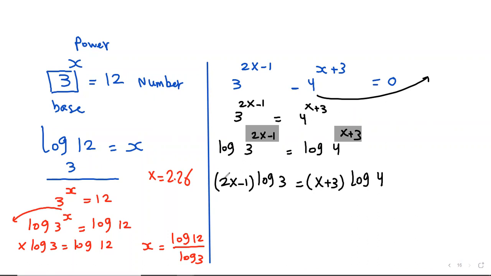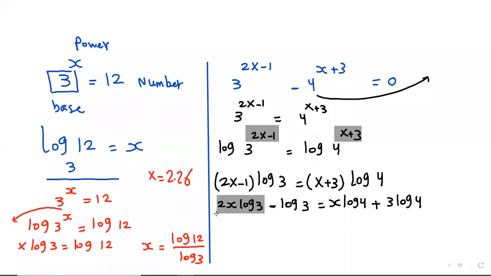You will expand here. It's 2x multiplied by log 3 minus log 3, so it's 2x log 3 minus log 3, equals x plus 3 multiplied by log 4, which is going to be x log 4 plus 3 log 4. Then collect like terms with x.